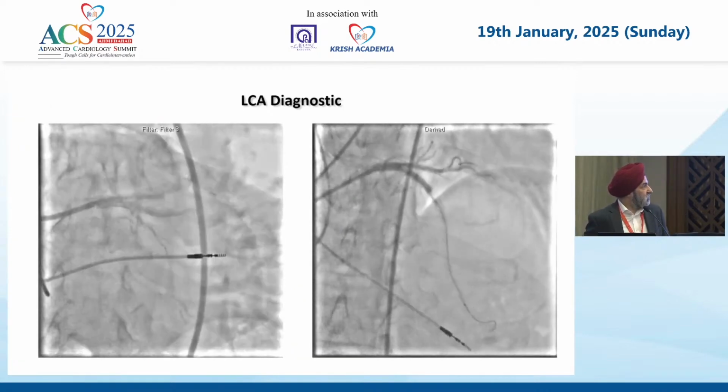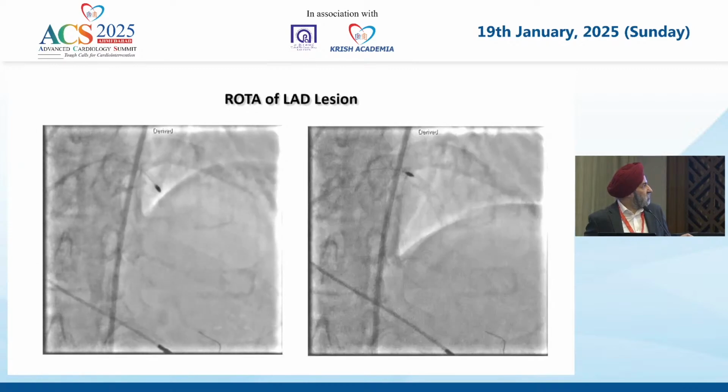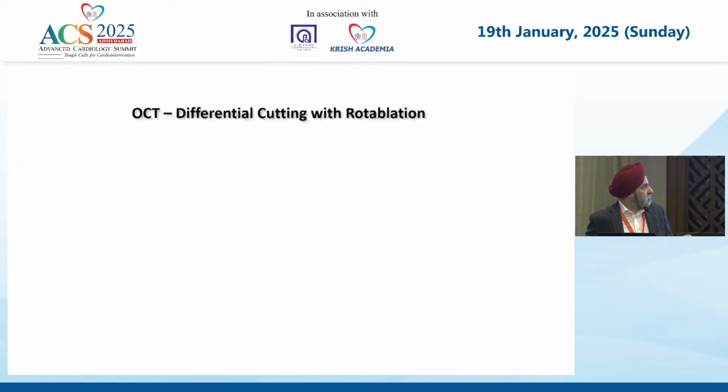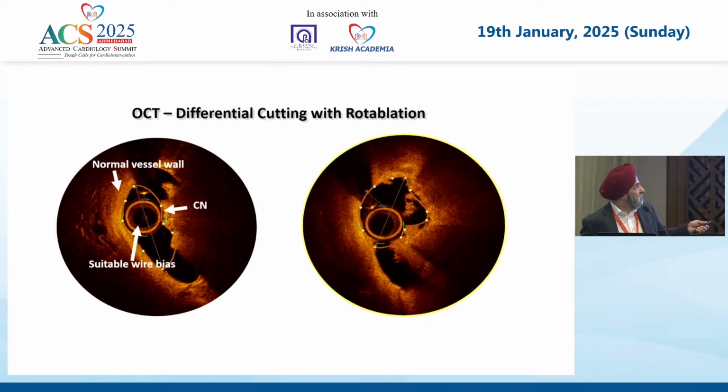We went ahead, you can see the nodule here, so it's non-deformable. We did rotablation, post-rotablation, and now it was shown in the morning, and I show you my pictures. So this is a normal vessel, this is a suitable guide wire bias, and this is an eruptive nodule, and this is what is differential cutting. The normal vessel wall remains intact, and what rota does is a very small modification here.